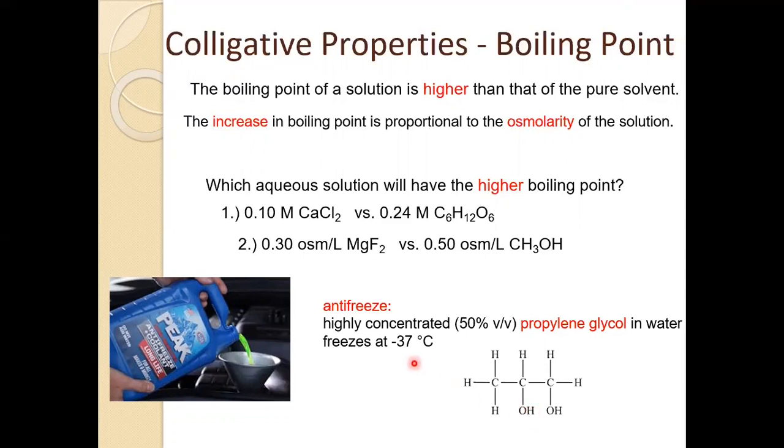It freezes at negative 37 degrees Celsius, 37 degrees lower than that of pure water. But antifreeze could also be called anti-boil because it boils at a much higher temperature as well, 129 degrees Celsius, about 29 degrees higher than that of pure water. So boiling point and freezing point both depend upon the concentration, specifically the osmolarity of the solution. The higher the osmolarity, the lower the freezing point. The higher the osmolarity, the higher the boiling point.